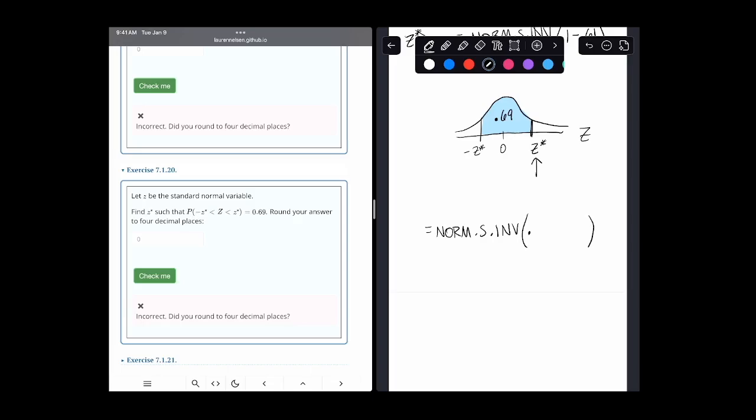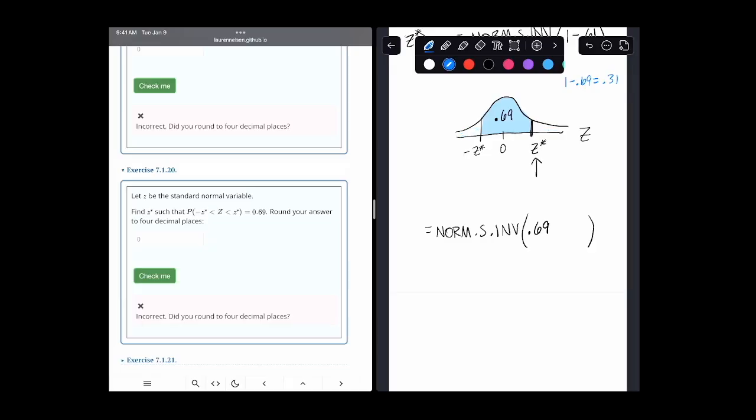Well, it's not just the probability they give to us, that's just the area in the interval. The area to the left of our z star is all of this shaded region. So what we might want to do first is figure out the areas of these tails right here. And we know everything has to add up to 1. So if I do 1 minus 0.69, I would get 0.31. So the areas of these tails have to add up to 0.31.